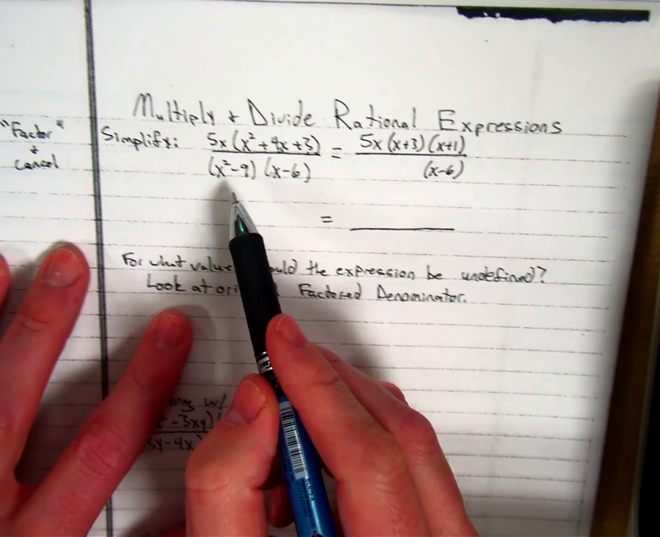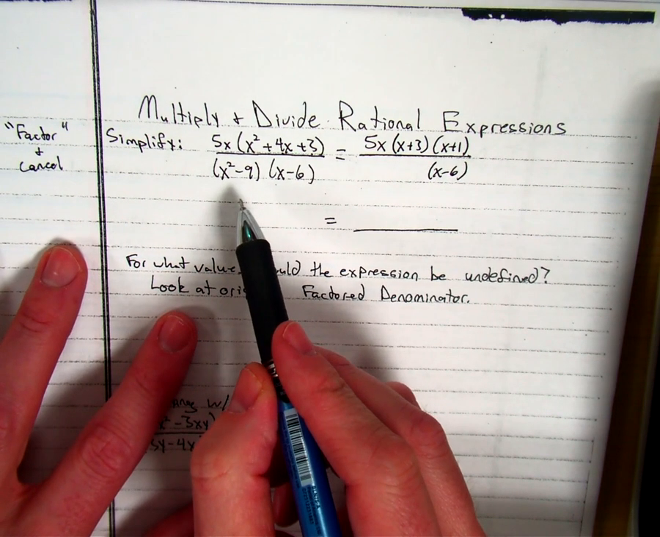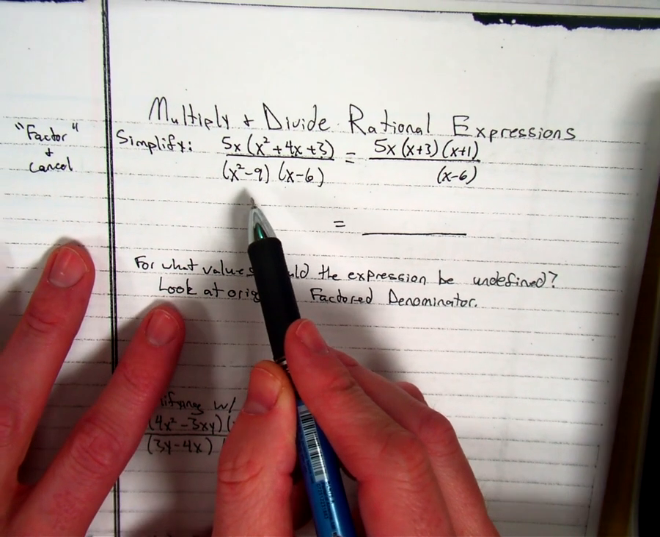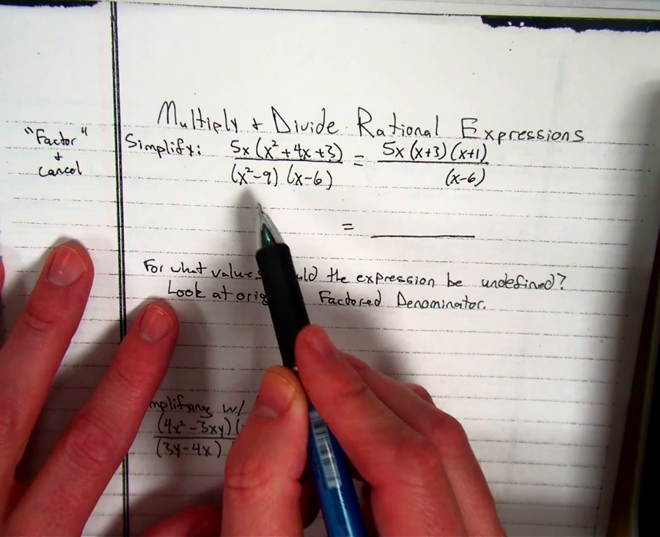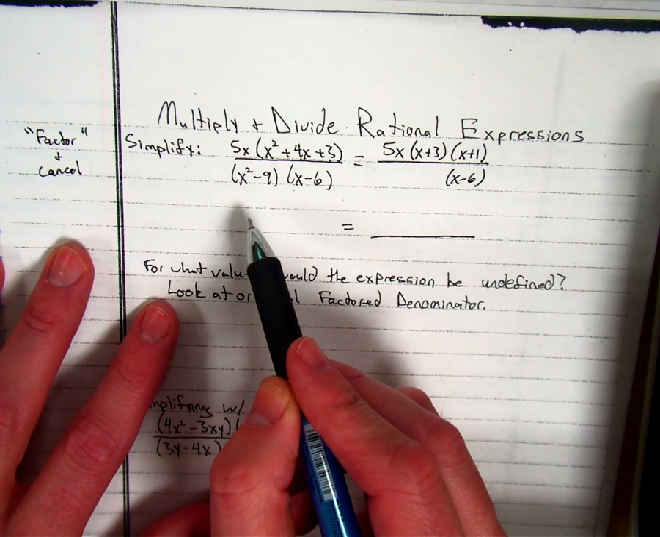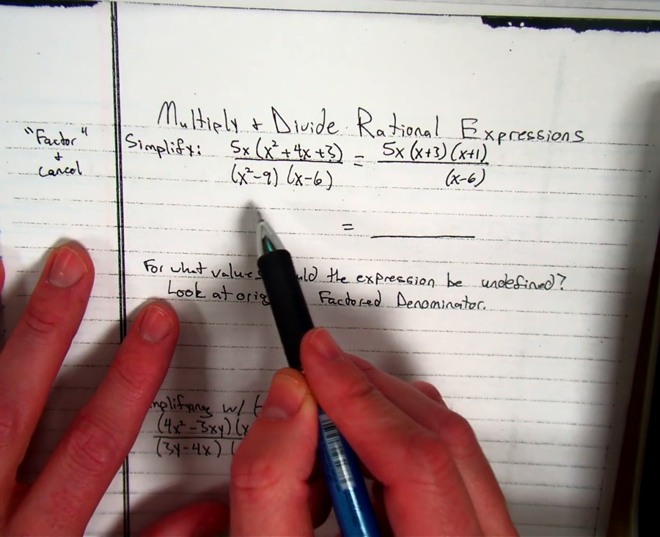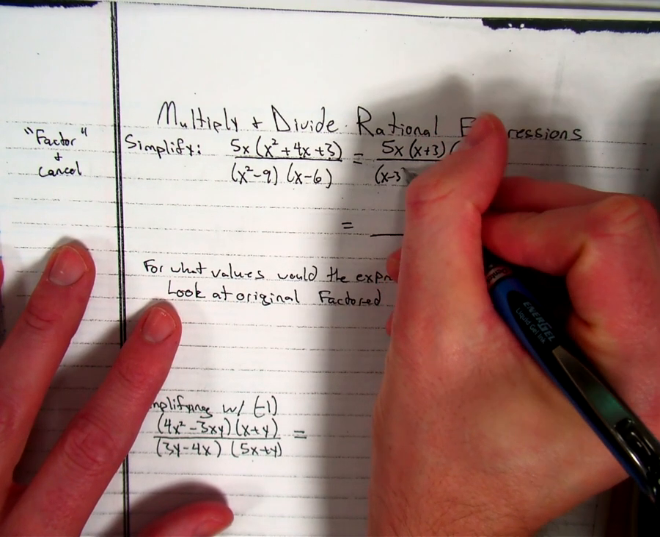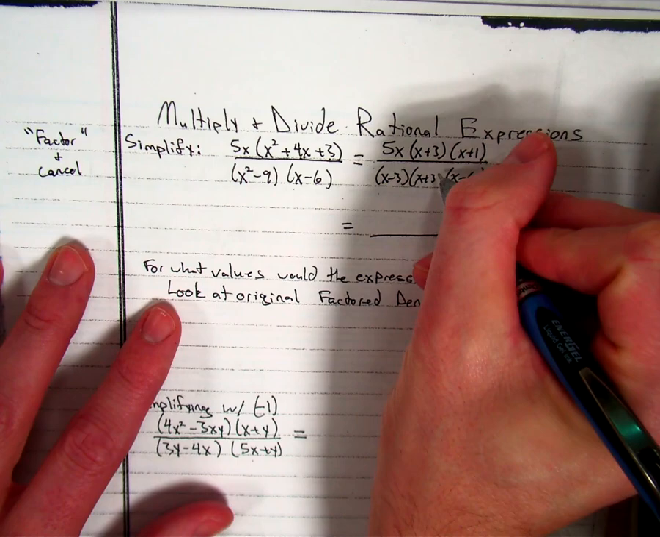Okay, x squared minus 9. X squared minus 9. That's a special case from earlier in the year. That is a difference of perfect squares. X squared minus 9, let x squared minus 3 squared. So we're going to break that apart into x minus 3 and x plus 3.